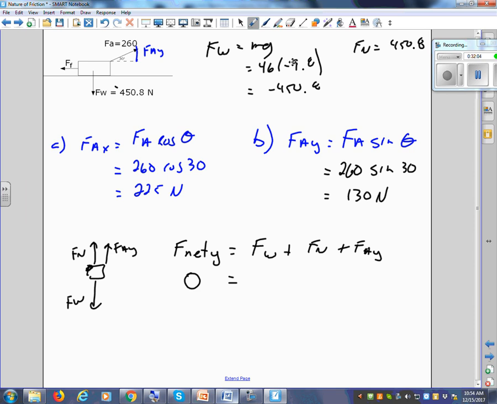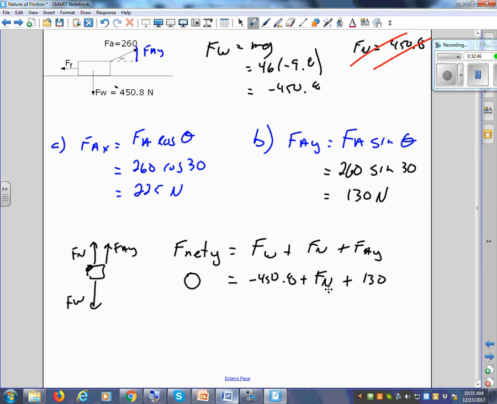And the FW we've already figured out to be minus 450.8. I don't know my Fn. That's what I want to know. And my FAY is this value here. Now, what direction is FAY? It's up, so it's going to be positive. Does it matter that positive and negative here? Huge. It matters. Okay, you got to get it right. The FW is definitely down.